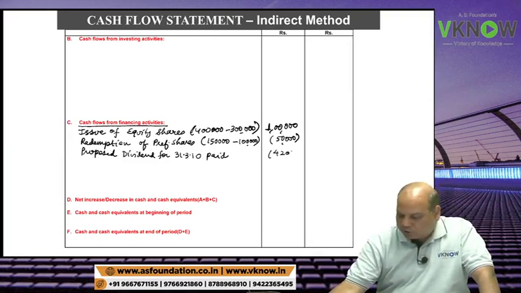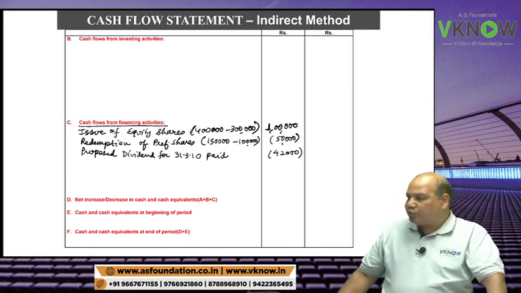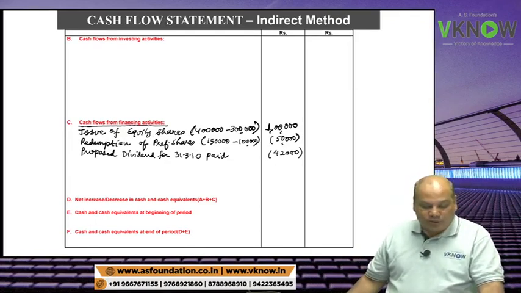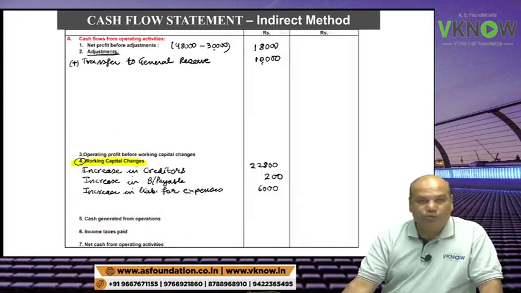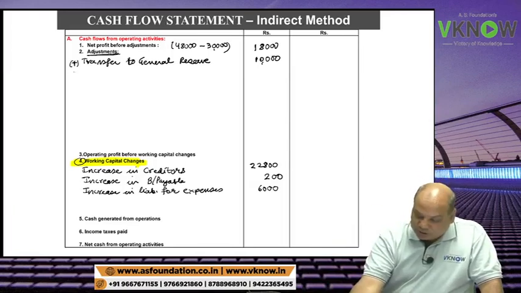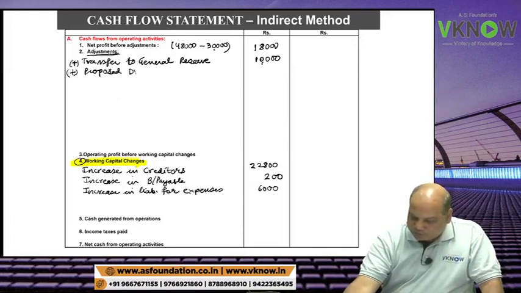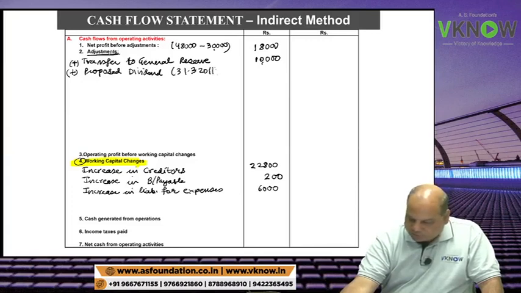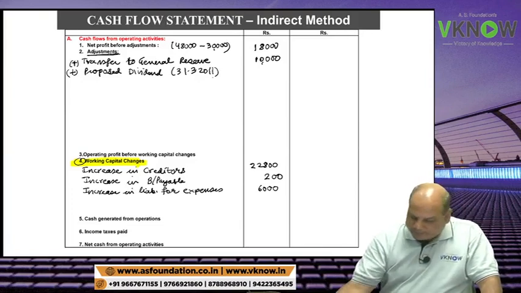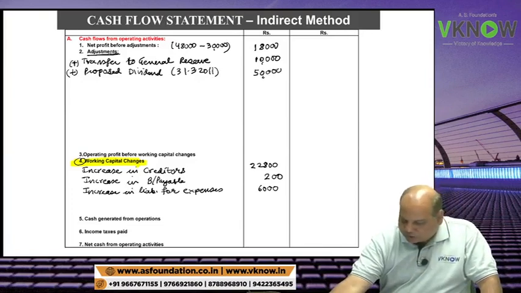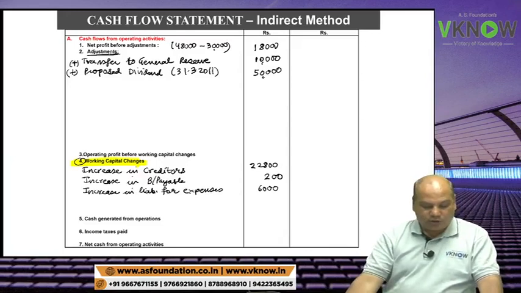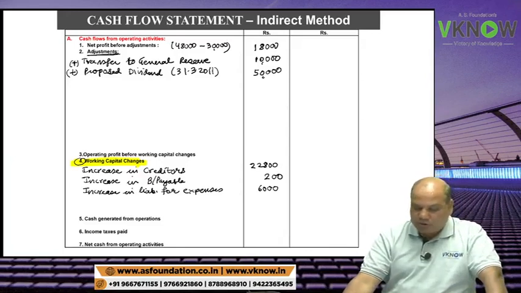Of course, it must have been paid. There is no point in argument. You can't keep proposed dividend for more than 30 days. You have to pay. And this year the provision was made, but it is a non-cash item. So in adjustment, write down add proposed dividend, in bracket write 31st March 2011, 50,000 positive, because you are adding 50,000. This completes my liability side items.